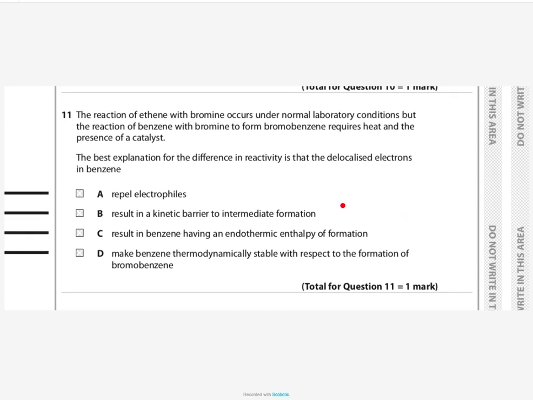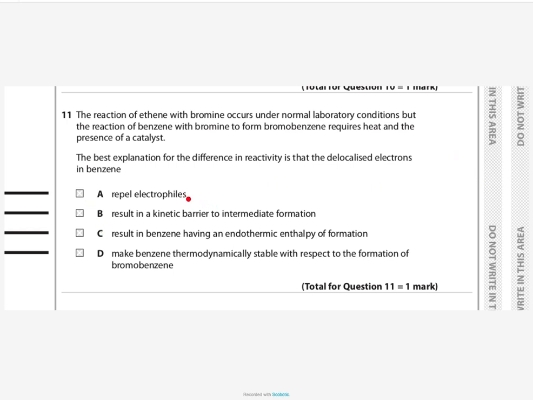The reaction of ethene with bromine occurs under normal laboratory conditions, but the reaction of benzene with bromine to form bromobenzene requires heat and the presence of a catalyst. We know an iron(III) bromide catalyst is required. The best explanation for the difference in reactivity of the delocalized electrons in benzene: we know benzene undergoes a substitution reaction, whereas alkene undergoes an addition reaction, right? Repel electrophiles?